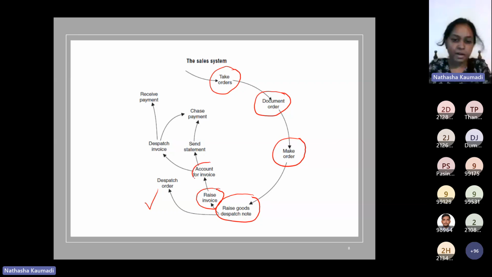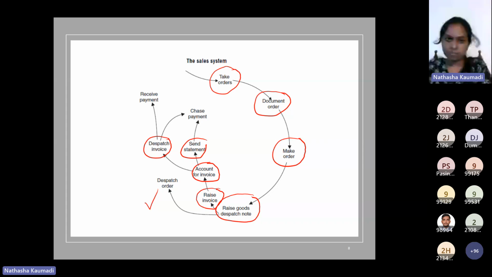And then account for the invoice. You are entering that into the system, accounting for the invoice. And then you dispatch the invoice after preparing it, after accounting it. You are sending the invoice to the customer. And meantime, you send statements as well, so there can be a control in the organization. Monthly, they are sending the statements to the customer.